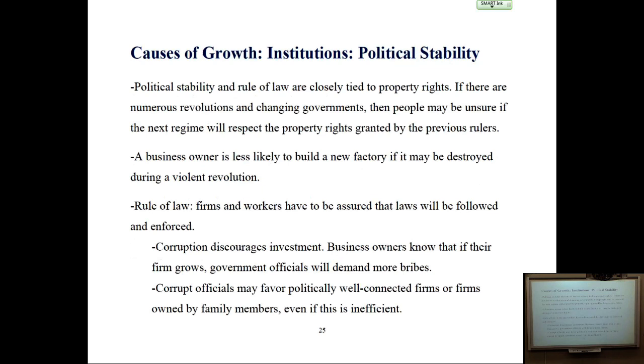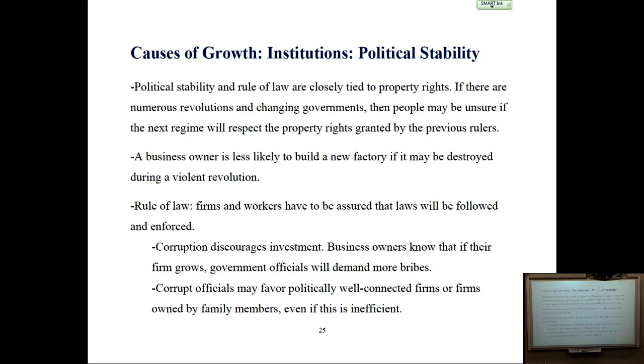Institution number 2, political stability and rule of law. So the rule of law is closely related to property rights. It's not enough to have a piece of paper that says, I own this land. You also have to have a government that's willing to enforce that. That's the rule of law part.